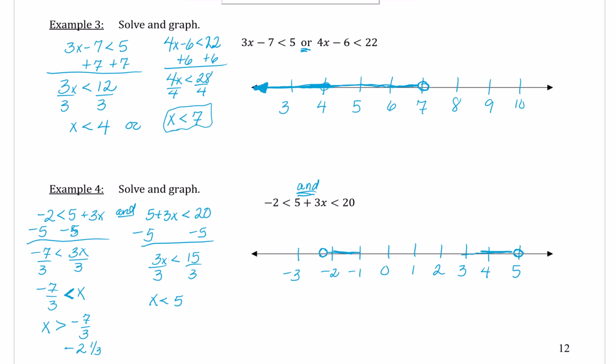So this is the only part that we're going to graph, where these overlap. Nothing else. If anything else is graphed, then it's not quite right. So here we're saying it has to be greater than -2 1/3 and less than 5. But it has to fit both of those. So this is a little bit more restricting.